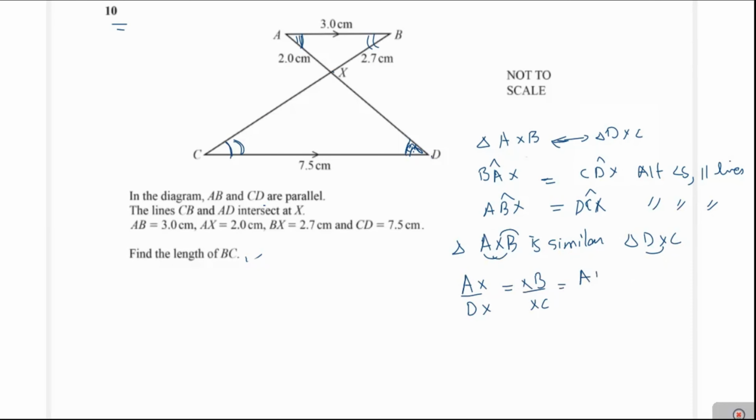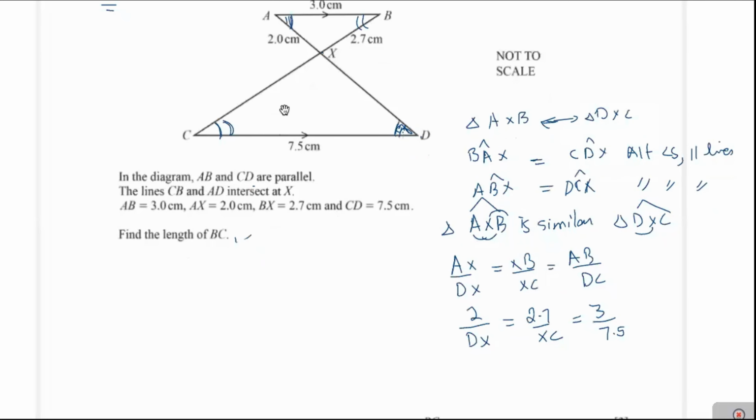And the same here: AB over DC. This is AB and this is DC. Now you see here AX is 2, DX is not given here. XB is 2.7, XC is not given here. And AB is 3 and DC is 7.5. Now we have to find CX, because BC is equal to CX plus BX, and BX is 2.7. If we find CX, we can find BC.